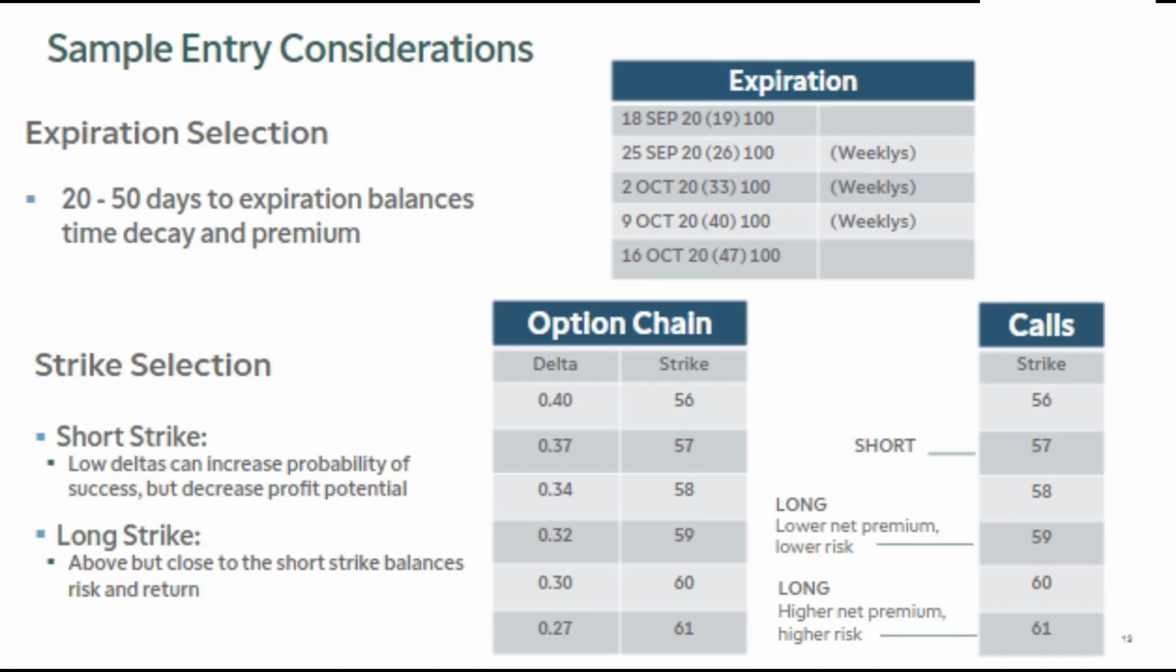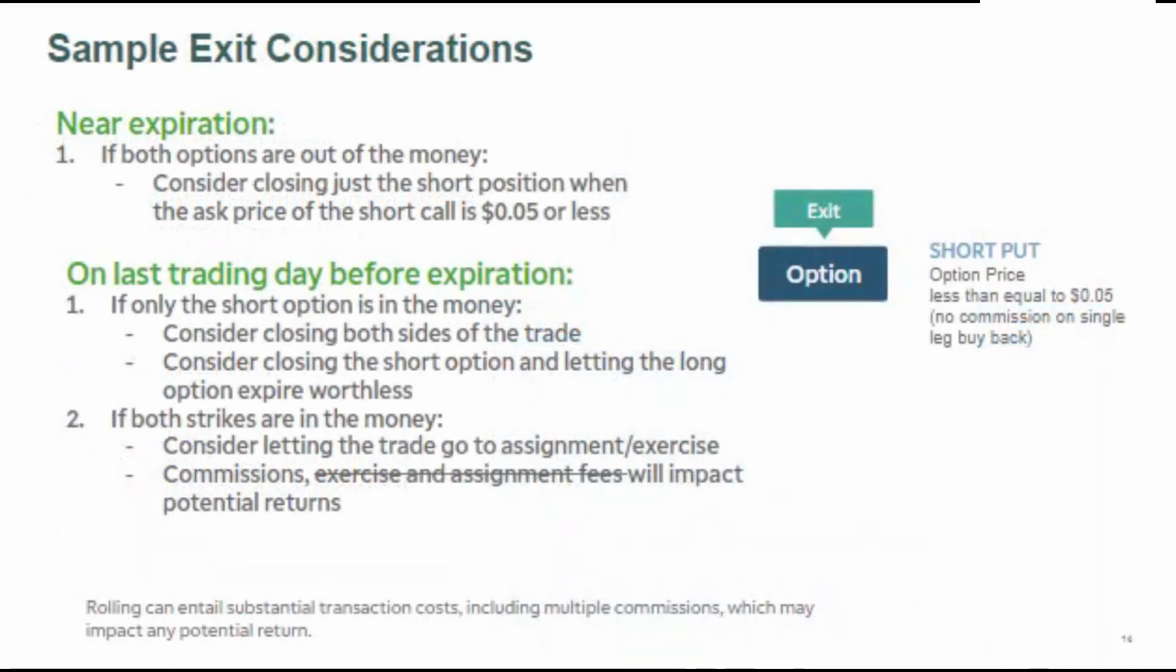All right. If we're getting near to expiration, if both options are out of the money, consider closing just a short position when the ask price of that short call is 5 cents or less. When that happens, we're basically going to be at our max profit. Depending on how much we received in premium, it might make sense for us to buy that back.